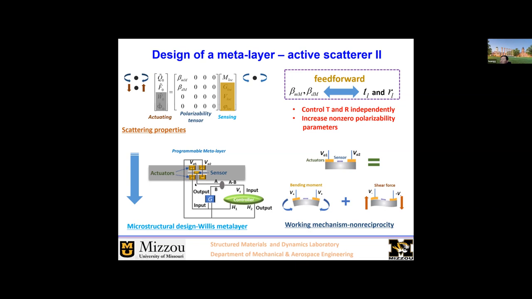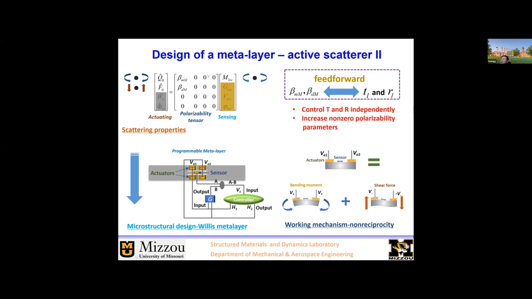Basically in this unit cell, you can see we have one sensor, but we put two actuator pairs, okay? Each of them generates a different voltage, VA1 and VA2. The working principle is that the symmetrical part of A1 and A2 will generate the bending moment, and the anti-symmetrical part will generate shear, okay?